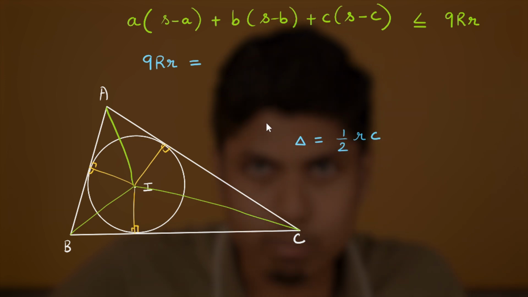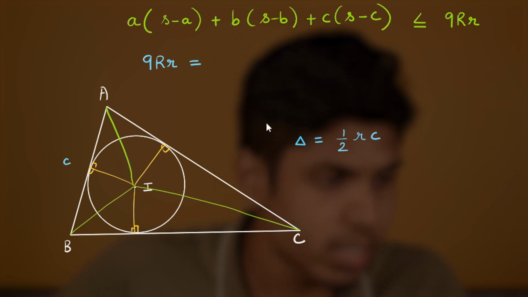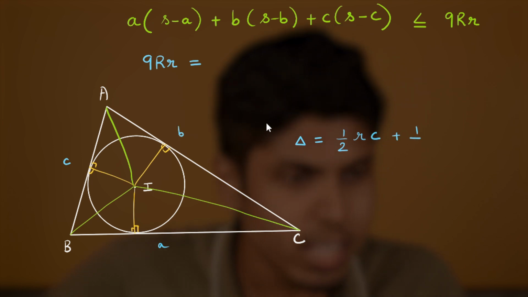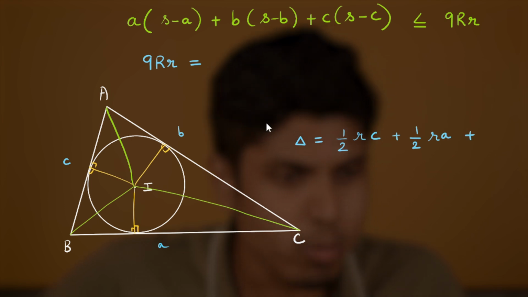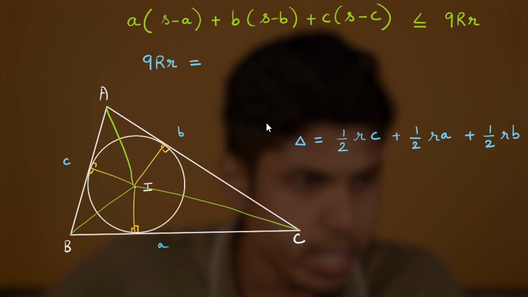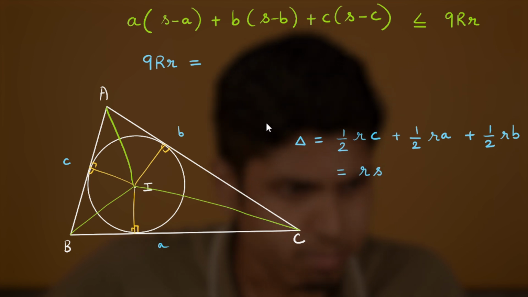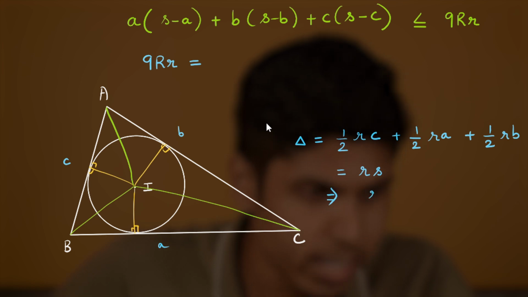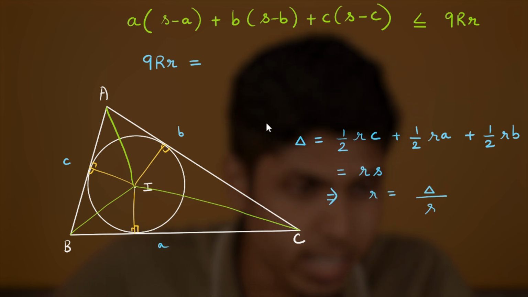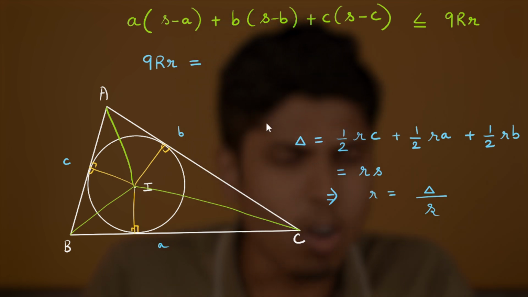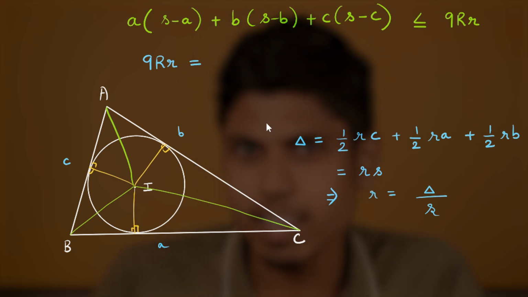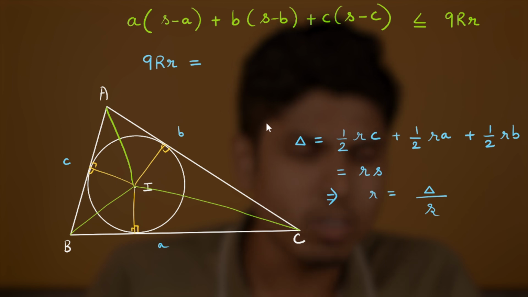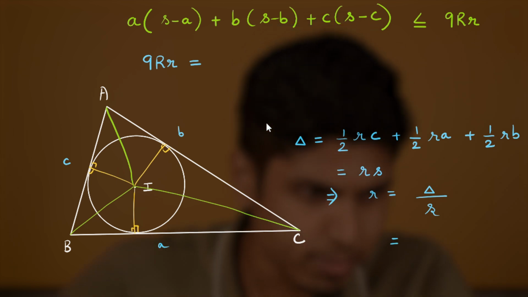That corresponds to AIB's area, because AB is c, BC is a, and AC is b. So in a similar way, BIC would have the area half times r times a, and CIA would have the area half times r times b. Now this simplifies to just r times s. So hence, we get that small r is actually delta by s. All right, what is delta? Delta is the area. So let's try to write the area in some other way.